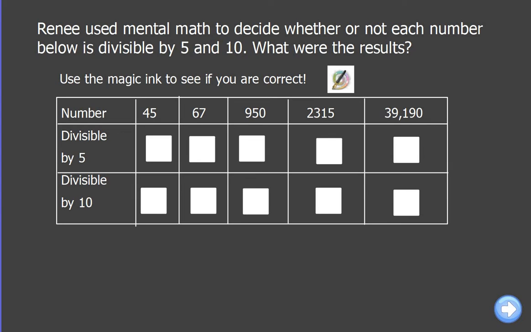All right, 5 and 10. So to be divisible by 5, it has to end in a 5 or a 0. And to be divisible by 10, it has to end in a 0. So for example, if you take 950, it ends in a 0, so it is divisible by 5, and it is divisible by 10. All right, so you're going to also complete these problems and determine yes or no, are they divisible by 5? Yes or no, are they divisible by 10? And we'll check those in class.